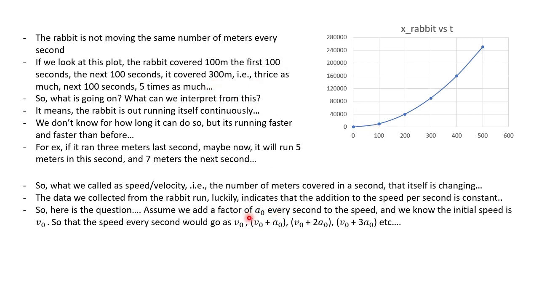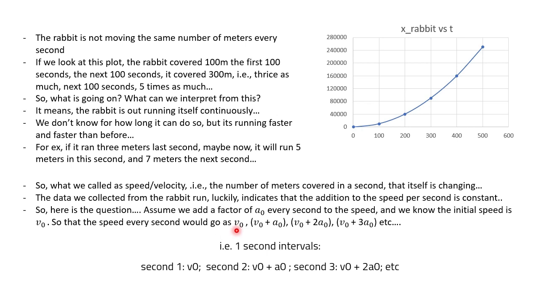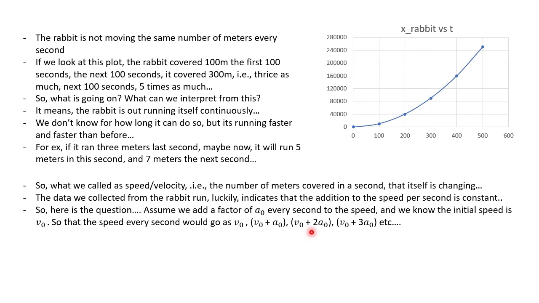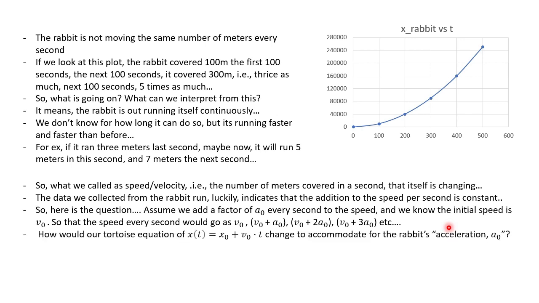The same concept, if we generalize it and give it a symbol, we just say that it's covering a naught additional meters every subsequent second. Then the speed in every interval can be represented as v naught, and the subsequent intervals would be v naught plus a naught, v naught plus 2a naught, v naught plus 3a naught, and so forth. Now if we just look at them as discrete intervals, we had a very nice equation.